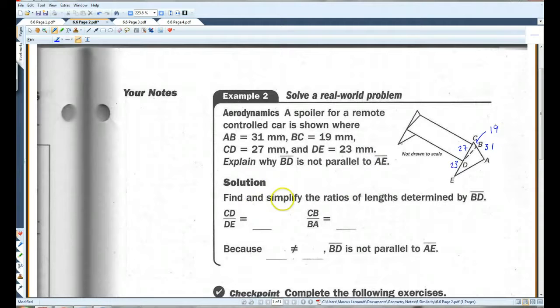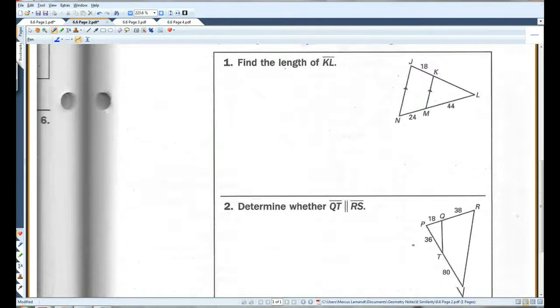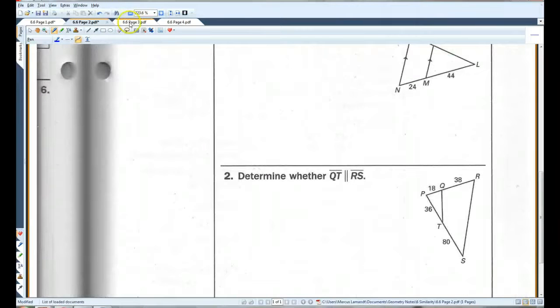Alright, so we know from the theorem we just learned, if this line is parallel to this line, then these would have to be equal. CD, as we know, is 27. DE is 23. CB is 31. BA is 19. These are not equal. 27 over 23 does not equal 31 over 19. You can't even simplify them at all. So BD is not parallel to AE. Alright, I'll let you guys do the checkpoint. Let's go on to page 3.